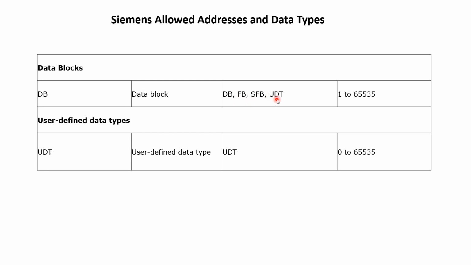UDT is user-defined data type. Looking at user-defined data type, which is the last data type we're going to discuss, the address is UDT, user-defined data type. The data type is UDT from 0 to 65535.